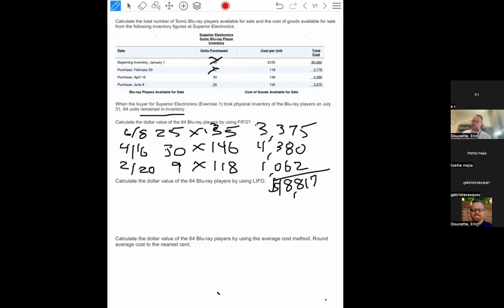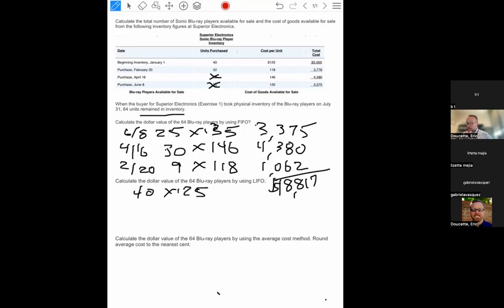Now, if I'm going to calculate using LIFO, the same one, then that means the last ones in were the first ones out again. So the newest ones are the first ones I sold. So that means these two are probably both gone, right? And so what remains is what was the oldest in the inventory, because those were put in first, but I didn't sell the ones that were put in first. I sold the ones that were put in last. So that means I have 40 of those 64 that remain at 125.